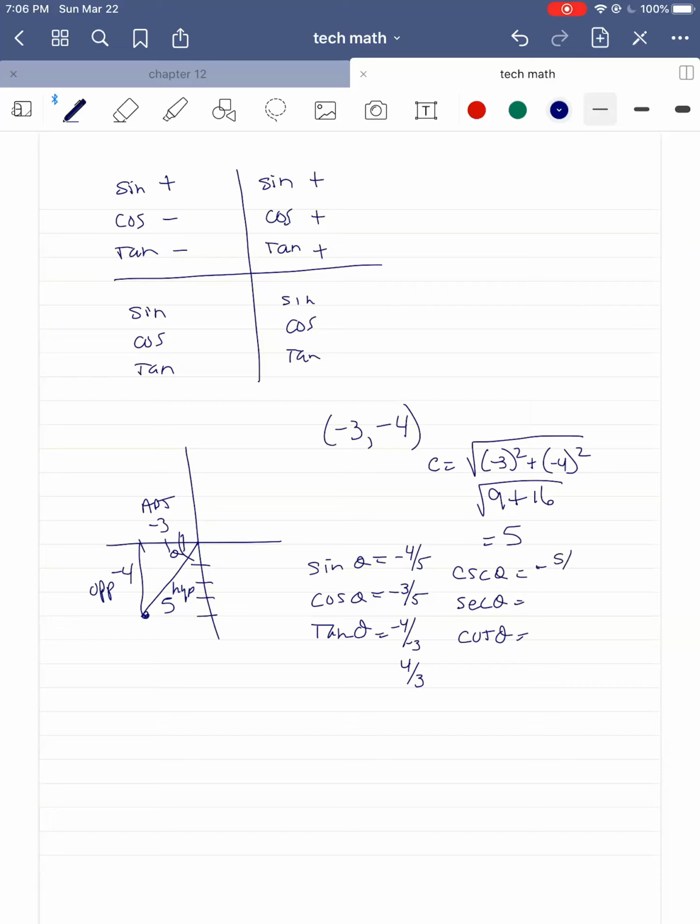Flipping them around, cosecant is minus 5 over 4, secant is minus 5 over 3, and cotangent is a positive 3 over 4. So in this case, sine is negative, cosine is negative, and tangent is positive. There is an acronym for this as well. All students take calculus.